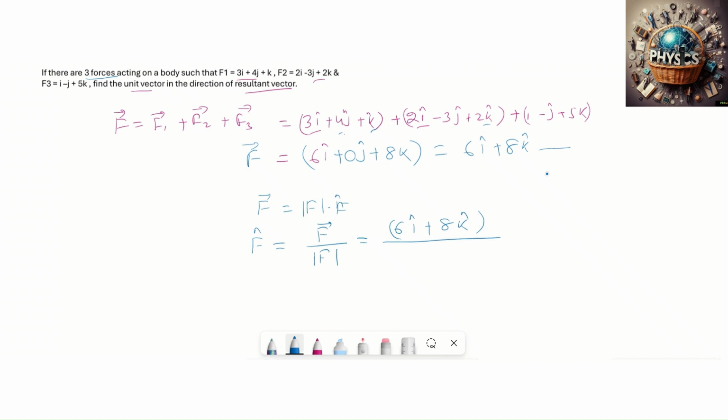And what is the magnitude? Since this is the vector we already found, the magnitude will be the square root of 6 squared plus 8 squared, since i and k are perpendicular vectors. So our unit vector is (6i cap plus 8k cap) by the square root of 36 plus 64. The square root of this is 10. So we get 3 by 5 i cap plus 4 by 5 k cap. This is our unit vector.